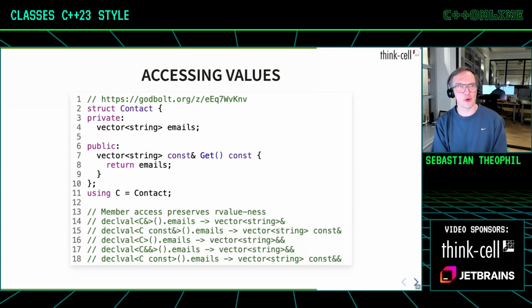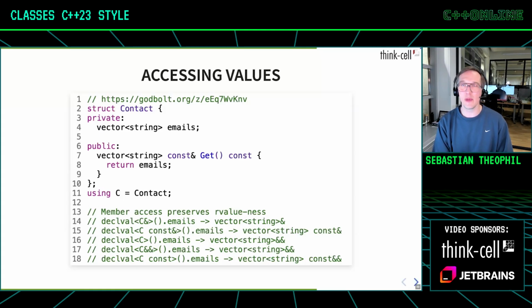This is especially unfortunate because if I would just access the member emails, then this would always be correct. So here in the comments, I've written that as simpler statements. If I get the emails member of a mutable reference context, then that will be a mutable vector of strings. If I get the emails of a const ref, then this will be a const ref vector.